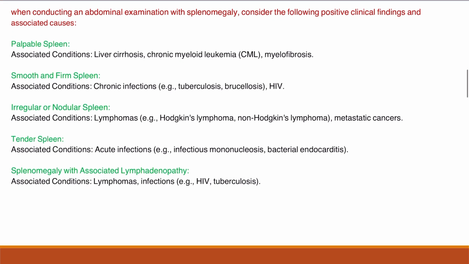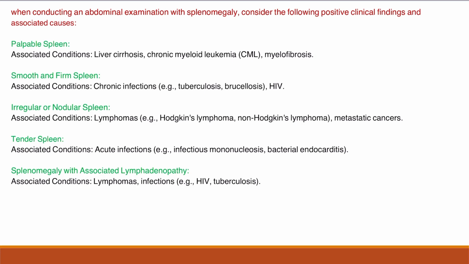If the spleen is smooth and firm, think about chronic infections like tuberculosis, brucellosis, or HIV. If the spleen is irregular or nodular, then you should be thinking about lymphomas, particularly Hodgkin's and non-Hodgkin's lymphoma, or metastatic cancer. A tender spleen, normally you will not get in the examination. However, just for the differential, think of acute infections like infectious mononucleosis or bacterial endocarditis.